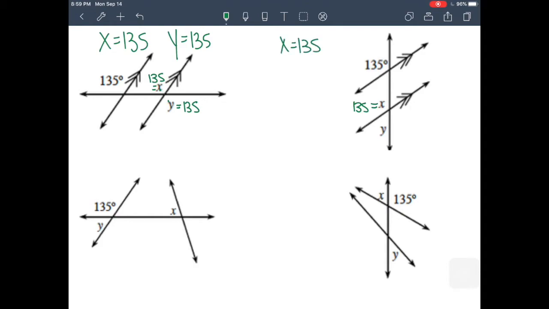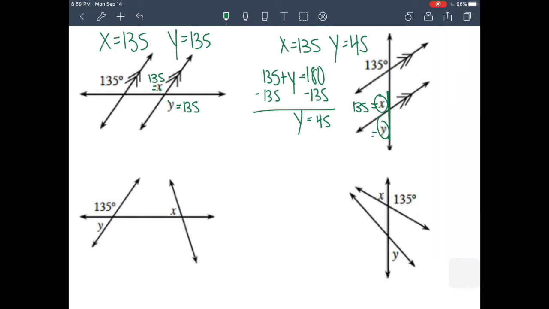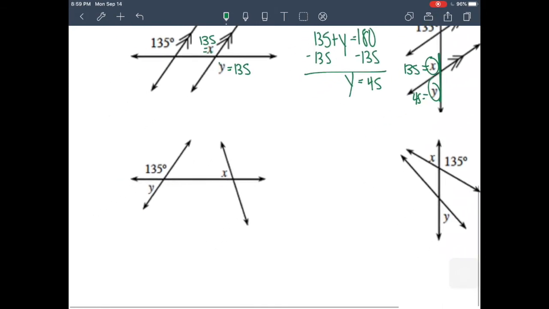And then y and x create a straight line. So I'm going to write 135 plus y equals 180, and then I'm going to solve for y. So y equals 45. I'm going to write that up here. Okay, so I've got answers for those. Now let's go down here.